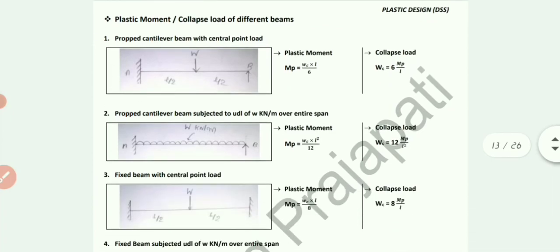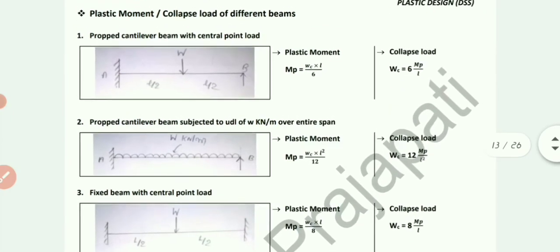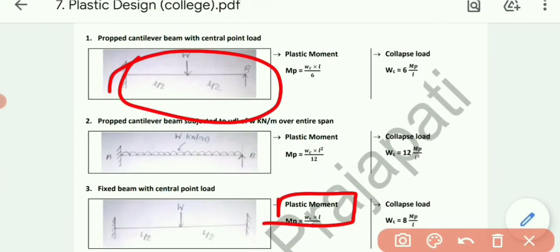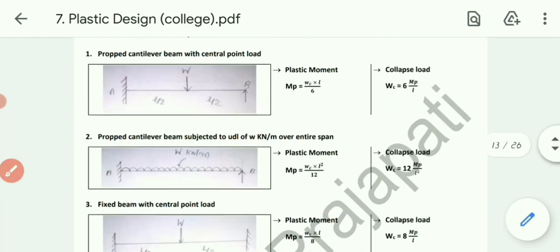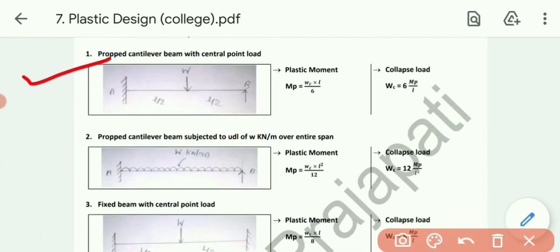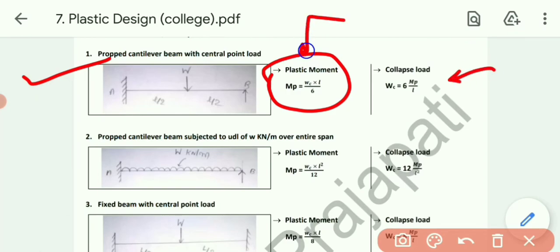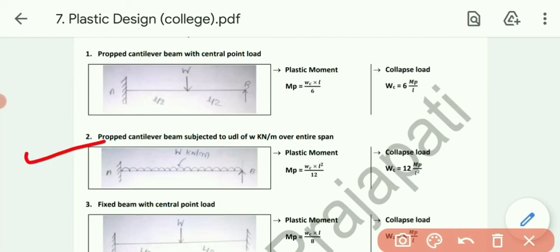And as I discussed earlier also, over here I have given the overview of the cases. Say first one, prop cantilever beam with central point load, so the formula of the moment will be WL by 6. Usually we need to remember the formula of moment only. Normally collapse load will not be asked. Usually we will use these formulas in the design. So the formula of the moment is WL by 6 in case of the prop cantilever beam with central point load. Second, prop cantilever beam with UDL over the entire span, the formula will be WL square by 12.